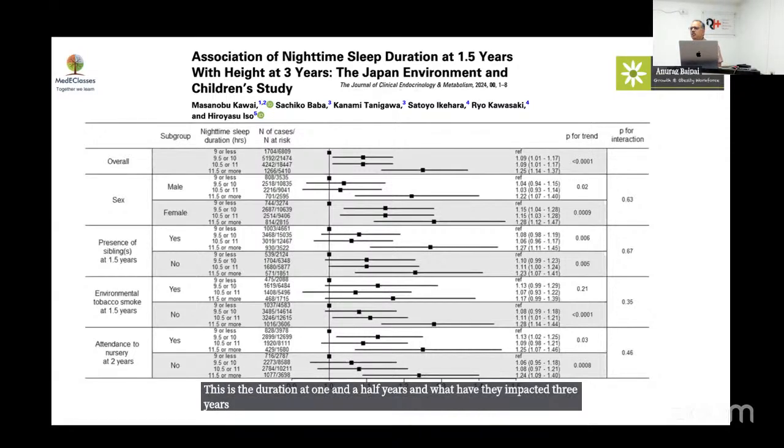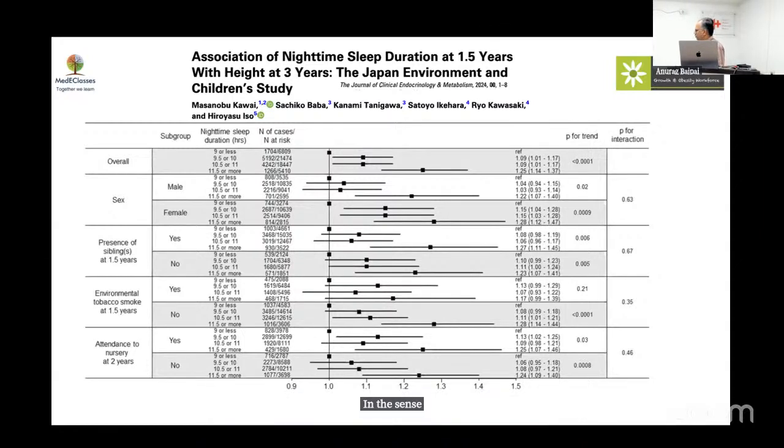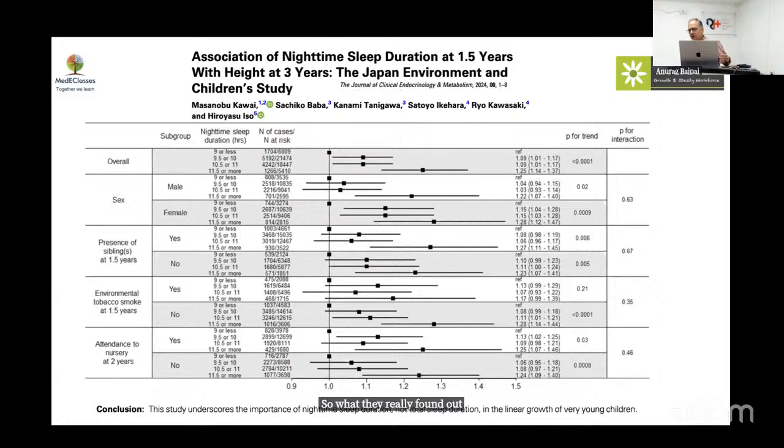This was a Japanese environmental study, and you can see they looked at so many other parameters, in the sense of siblings, tobacco smoking, nursery, and all those things. And if you look at the overall impact, if a child slept, and especially at night time, they were taller as compared to those who did not sleep at night. And this did not include the daytime sleep. So what they really found out is that sleeping is important, but nighttime sleeping is more important for these infants. And this is 1.5 years, a very, very early study.